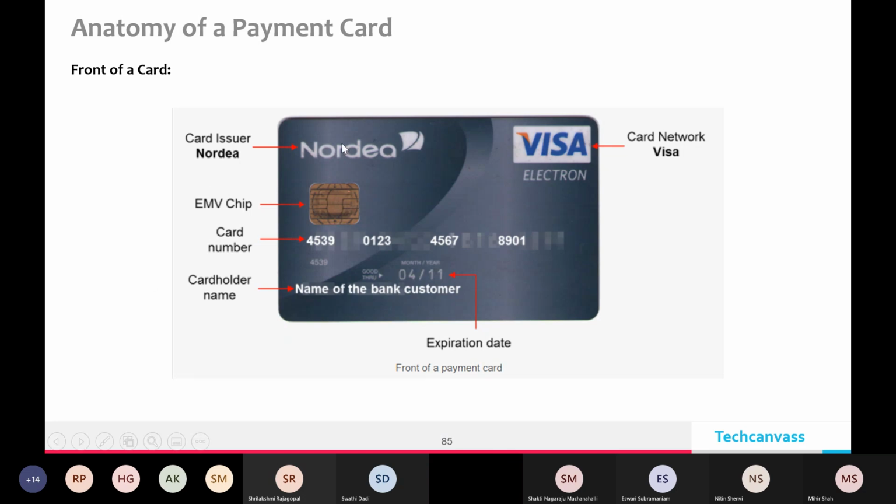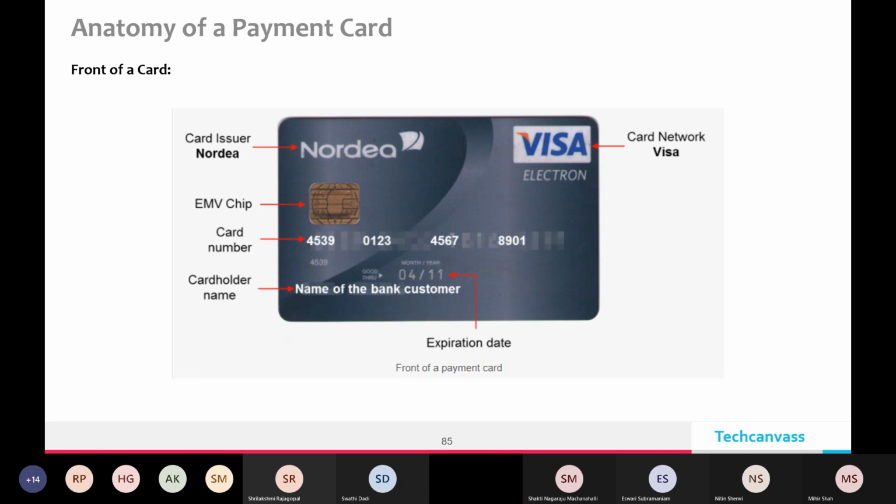So you can see on the top of the card, the issuer of the card, and then the EMV chip, Euro, Master, Visa chip. It follows EMV standards. And you can see the card number. This card number can be anywhere between 14 to 19 digits.